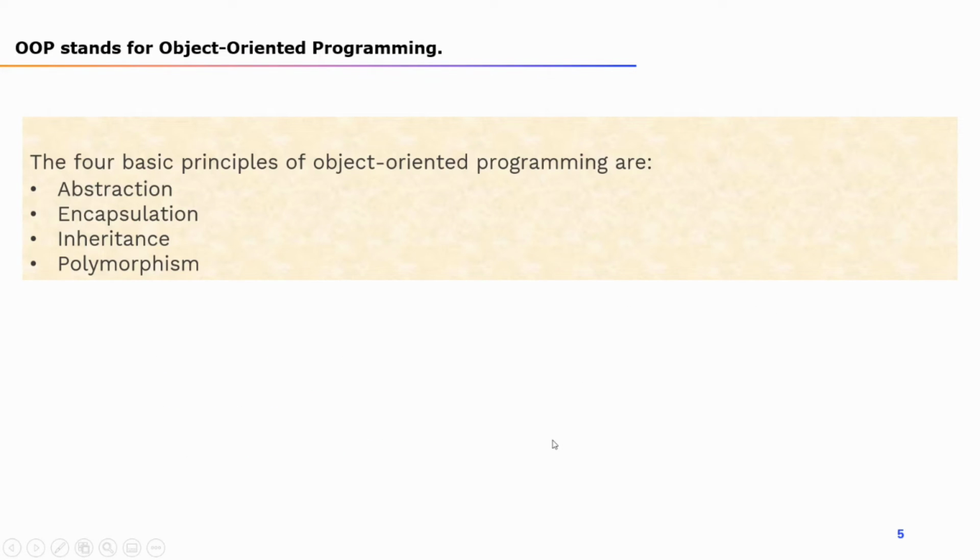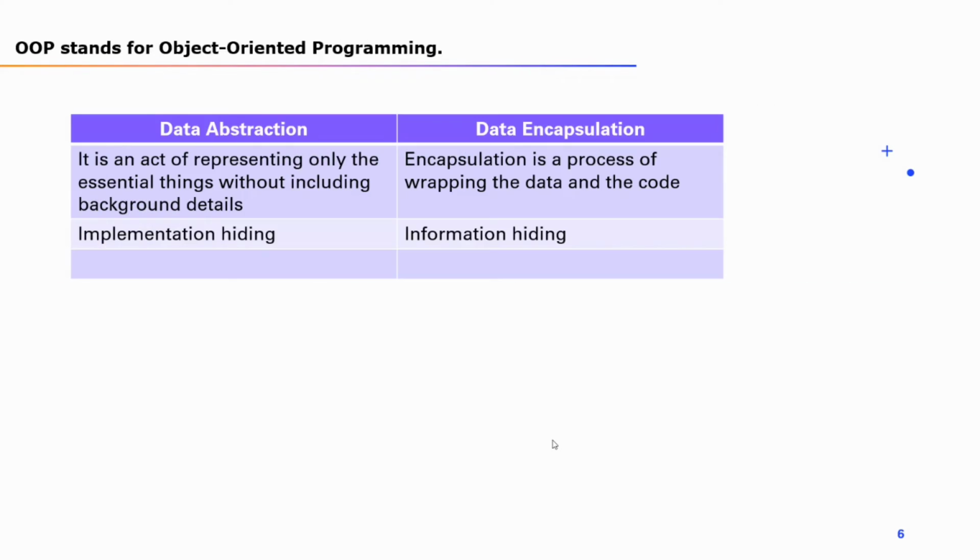The four basic principles of object-oriented programming are data abstraction, encapsulation, inheritance, and polymorphism. Data abstraction is an act of representing only the essential things without including background details. For example, online, when converting an image from one type to another, we don't know what is happening in the backend, but at our end, we get only the results.